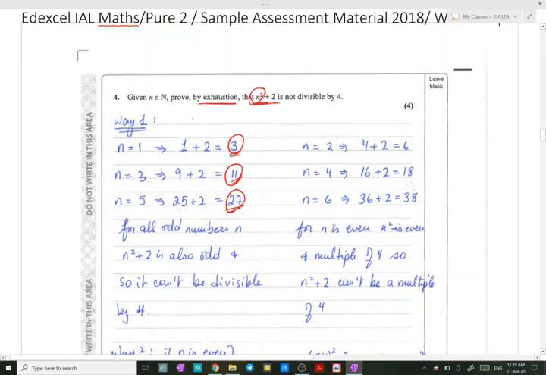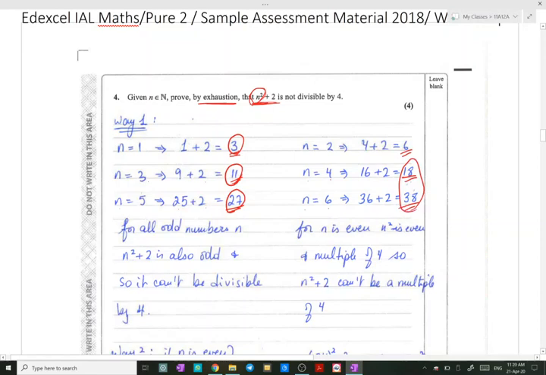Let us choose the even numbers. N is equal to 2, so 2 squared is 4 plus 2, which is equal to 6. 6 is not divisible by 4. If n is 4, the answer is going to be 18, and if n is 6, the answer is going to be 38, where both are not divisible by 4.